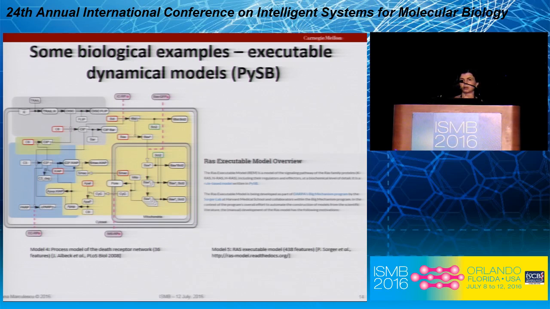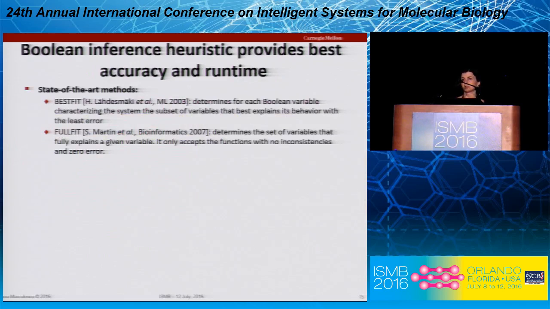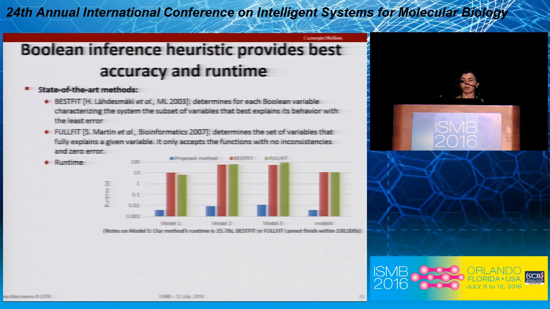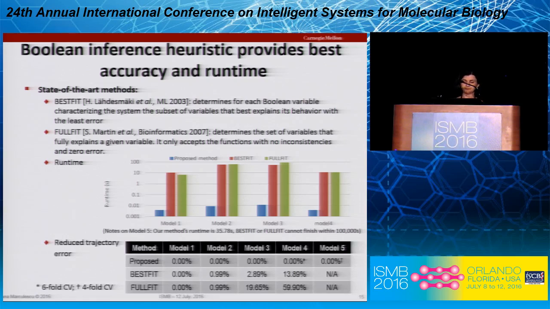So we wanted to see how well we can do for all these 5 models, how well we can determine these Boolean models, comparing with 2 state-of-the-art inference engines that allow you to best explain either in a best fashion or trying to find functions with no inconsistencies at 0 error. So both in runtime and error, our approach is orders of magnitude faster, and it can achieve trajectory fit. I have to mention that these are reduced trajectories, meaning that we remove all redundant transitions and dynamics. And then the 0% are actually achieved for a specific cross-validation setup.